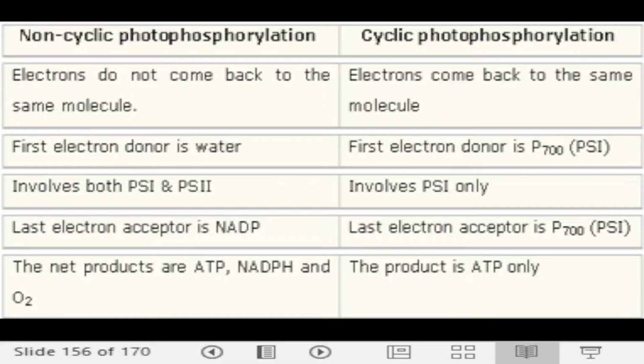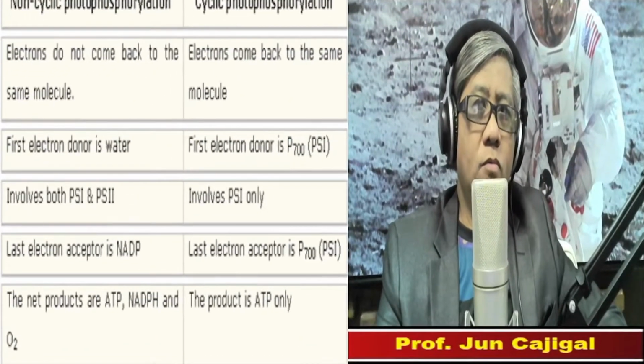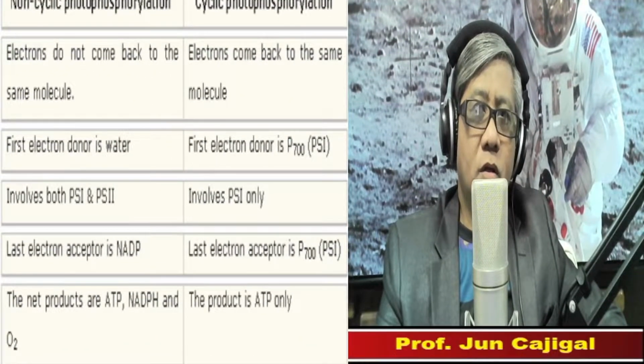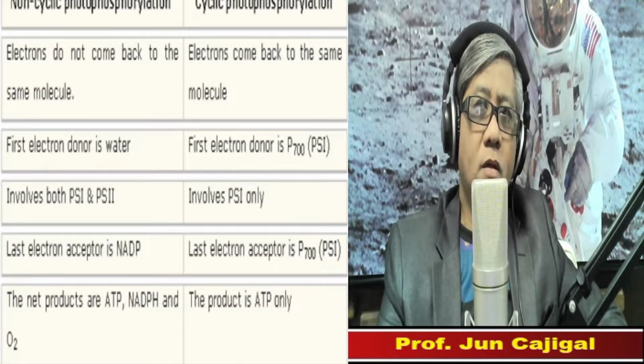Again, if you will recall, some of the electrons from ferredoxin go back to the electron transport chain so that more ATP can be produced by cyclic photophosphorylation, because the ATP from non-cyclic photophosphorylation is not enough to power the Calvin cycle or the dark reaction. So that's how we compare non-cyclic photophosphorylation and cyclic photophosphorylation, which are the two biochemical pathways of the light reaction.